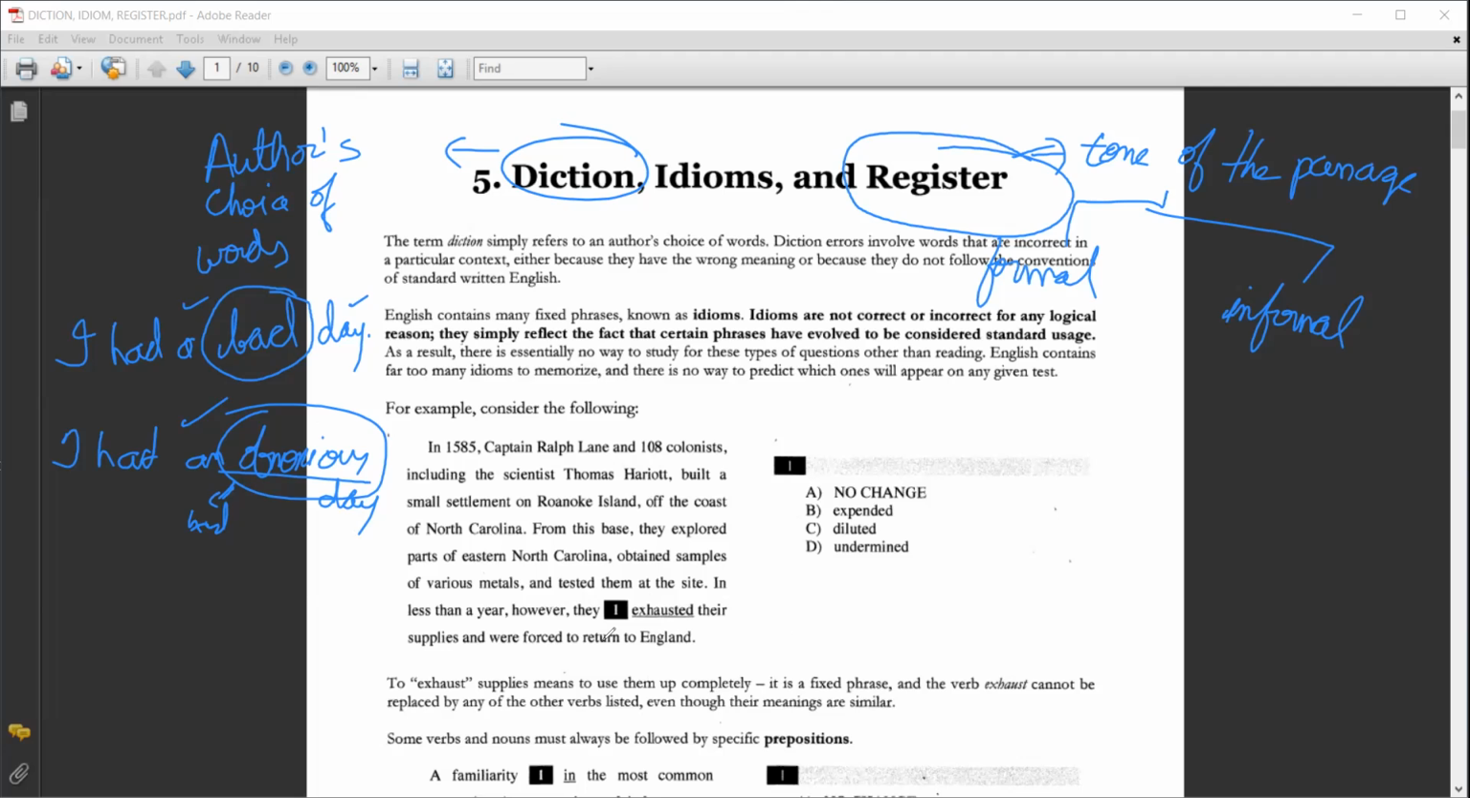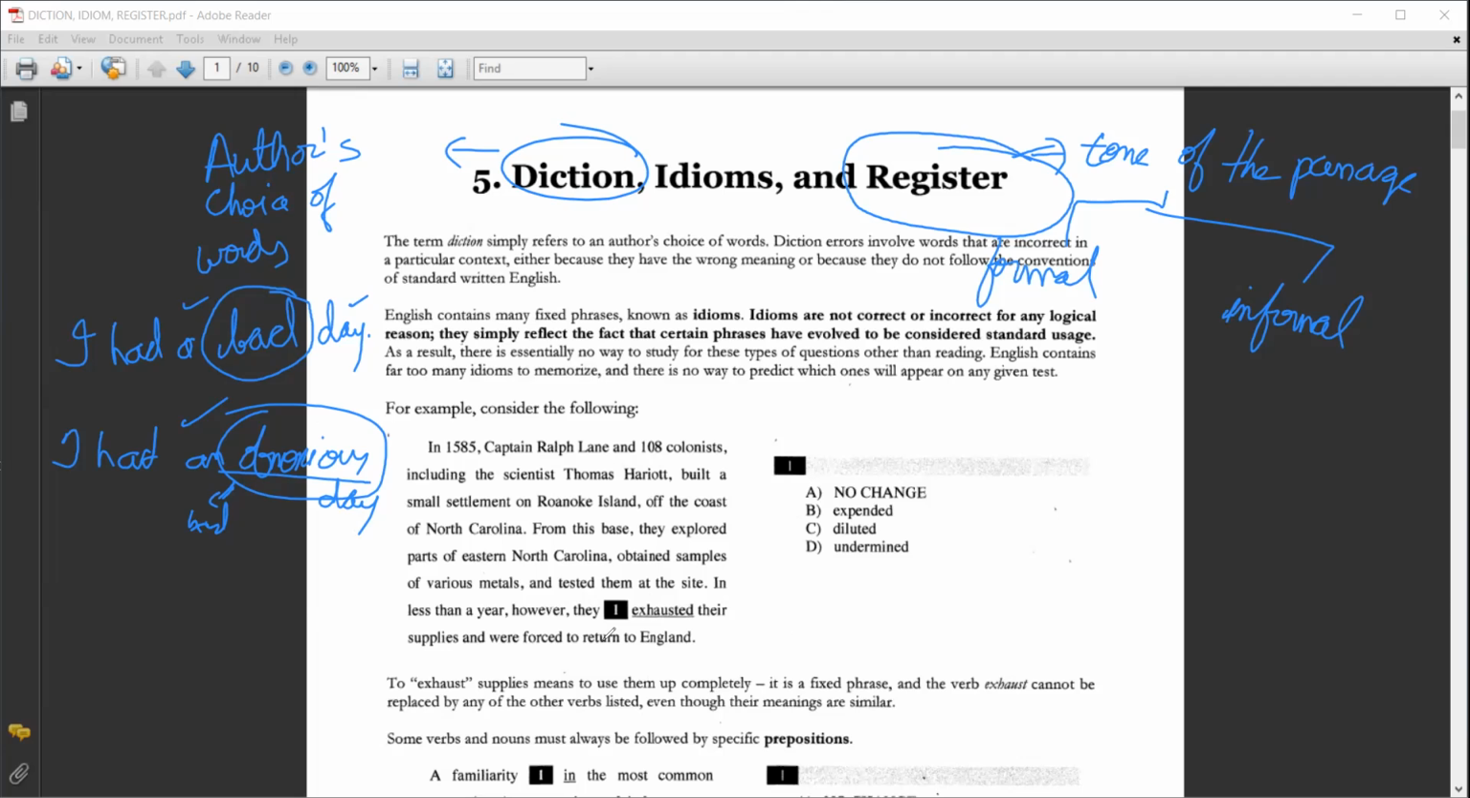Basically, undermine is when you reduce the effectiveness or you underuse something. In this context, it is underused. So undermine: if they undermine, why will they be forced? If they underuse their supplies, why will they be forced to return to England? So you can automatically eliminate options B, C, and D. Hence, option A is your answer.